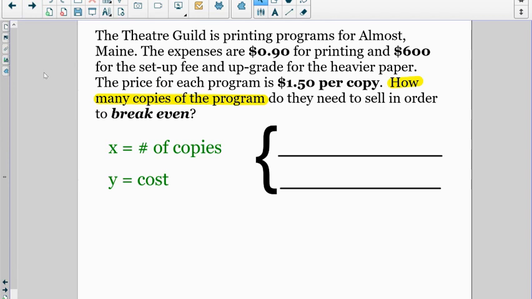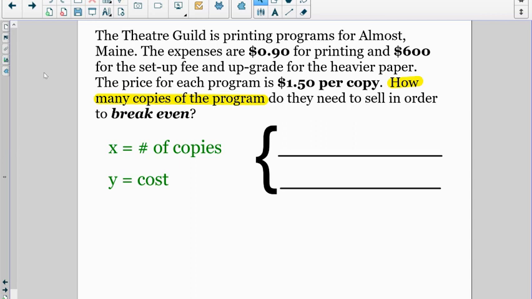All right, so here is our first of 2 examples. Here we have the Theater Guild is printing programs for Almost Maine. The expenses are 90 cents for printing and $600 for the setup fee and upgrade for the heavier paper. The price for each program is $1.50 per copy. How many copies of the program do they need to sell in order to break even?